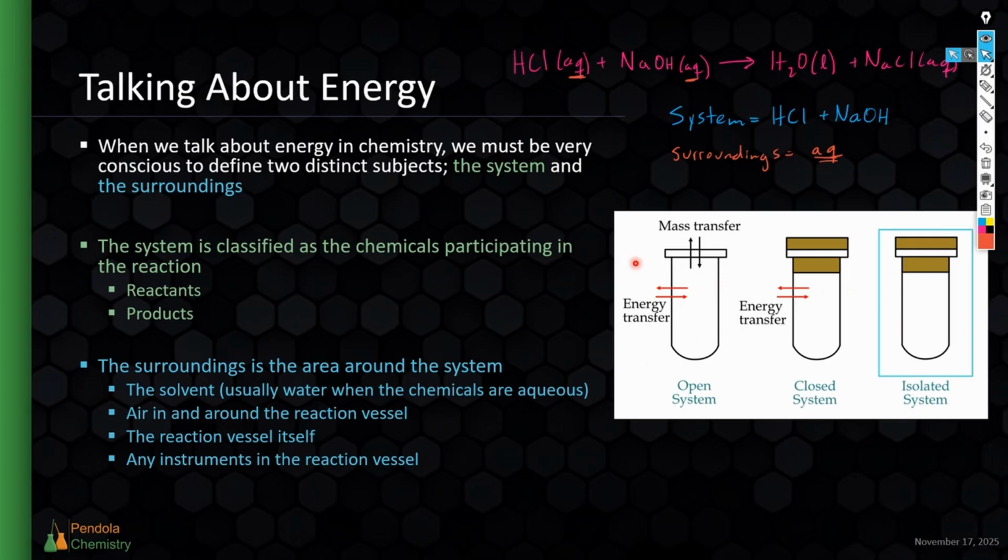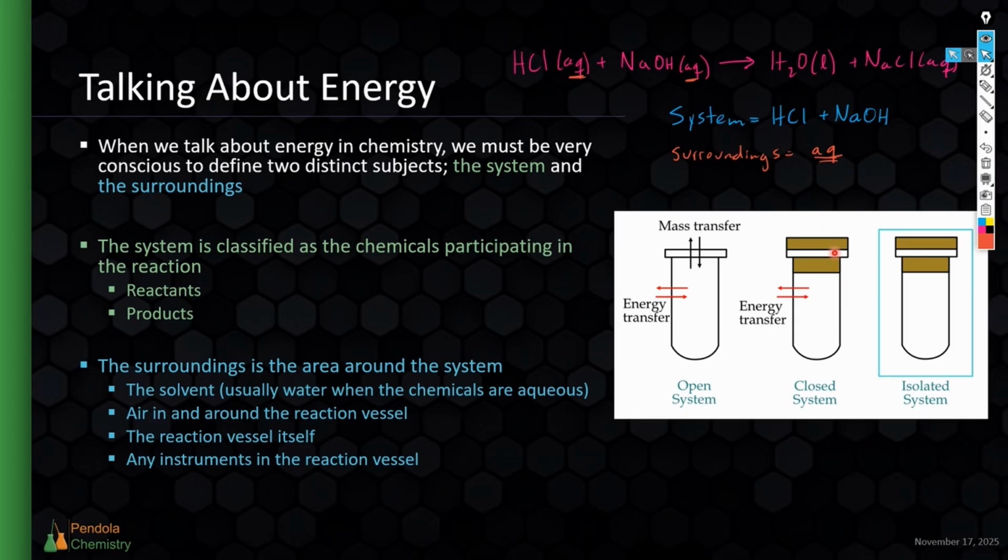Now, because of this idea of the system, we can have three different kinds of systems. The first is an open system. An open system is very simply one where mass can leave the container that the reaction is happening in, and energy can come in and out of the container. So essentially think of an open beaker, an open test tube. If we had a reaction and a gas was being created, that gas will be able to escape. Energy can go in and out of the reaction vessel. So heat can go in and escape the reaction. If the reaction is giving off heat, it can escape.